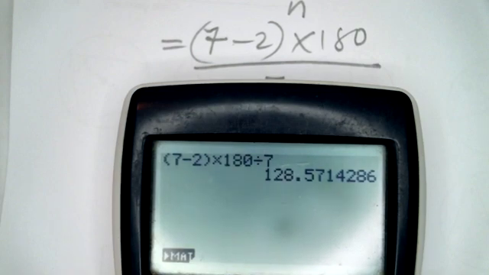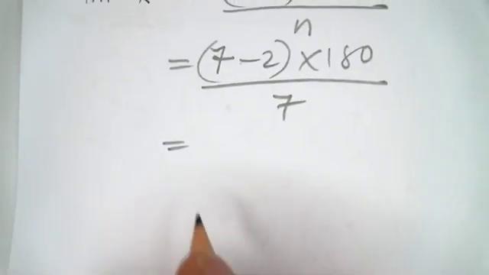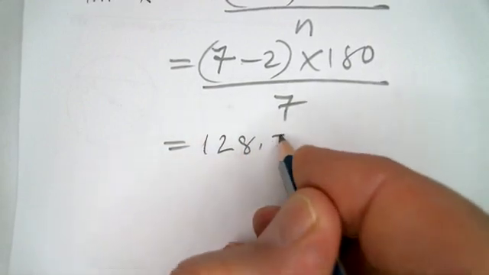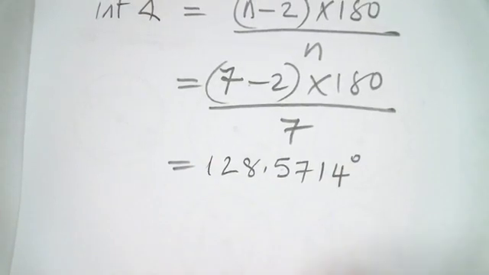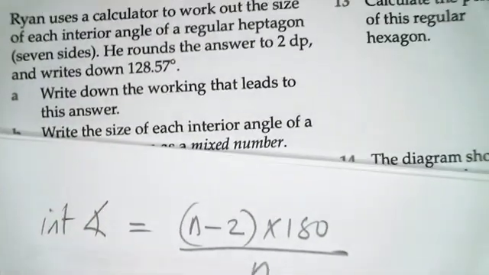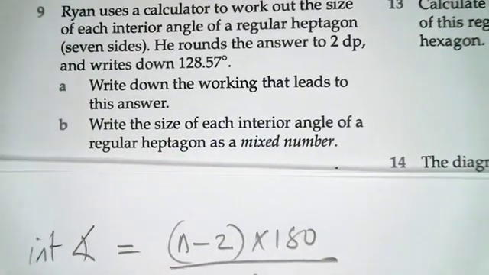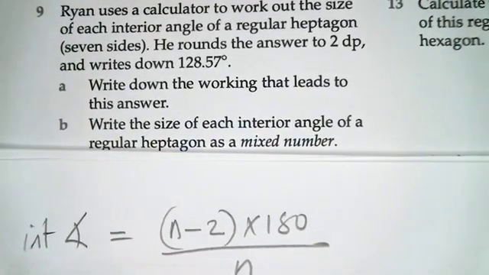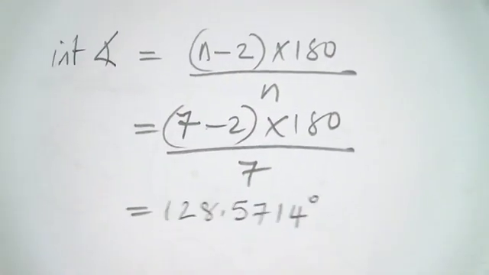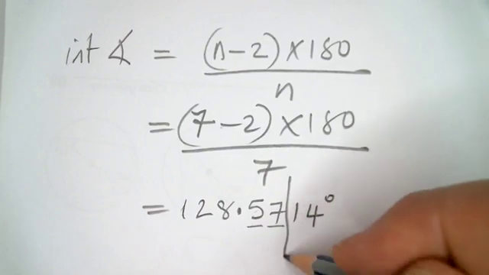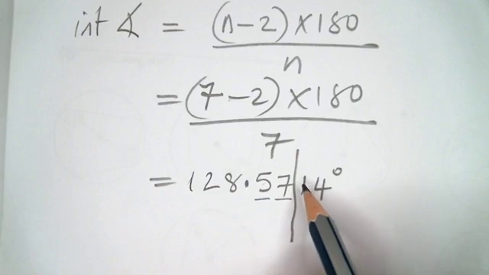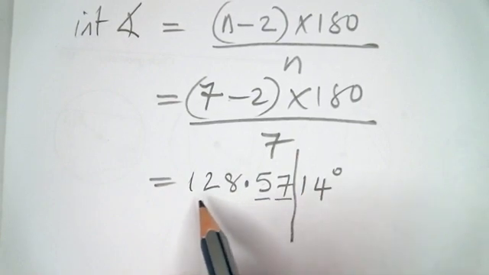128.5714. I'm going to write 128.5714. And this, of course, is in degrees. Now, what the question says, though, is he writes his answer to 2DP and writes down 128.57. How does that work? Well, if we have a look at the answer, here's the decimal place, let's do 2DP's 1, 2. So we cut it off at this point. We look at this number here and we say, is this number 5 or more? The answer is no. So we leave everything unchanged.